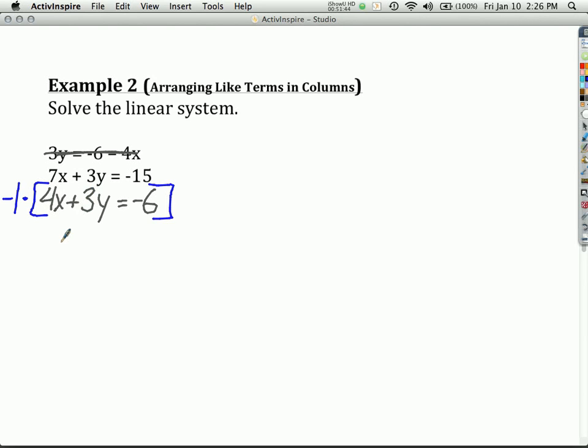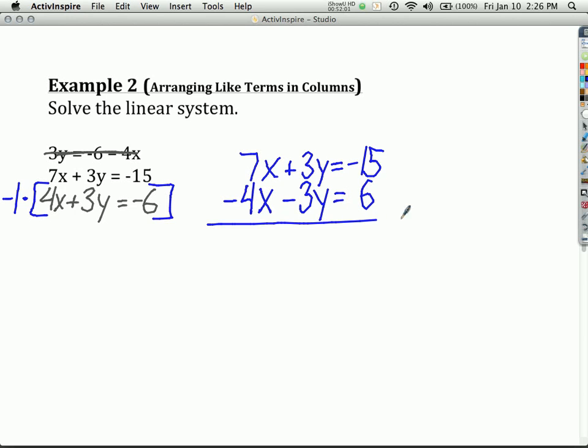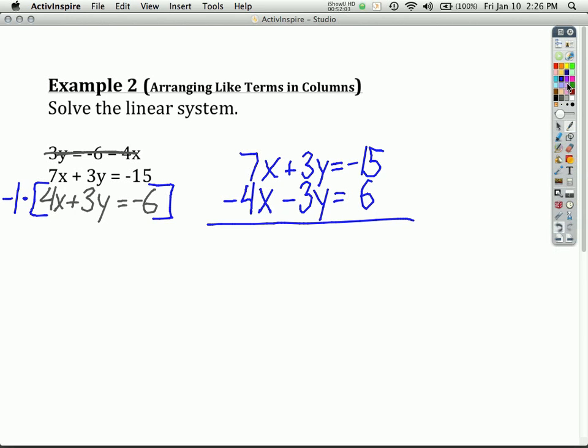Very good. So the top equation is going to stay the same. I'm just going to rewrite it over here. 7x plus 3y equals negative 15. And then the bottom one, all the signs are going to flip. Negative 4x minus 3y equals positive 6. And now we're going to add down just like in elementary school.